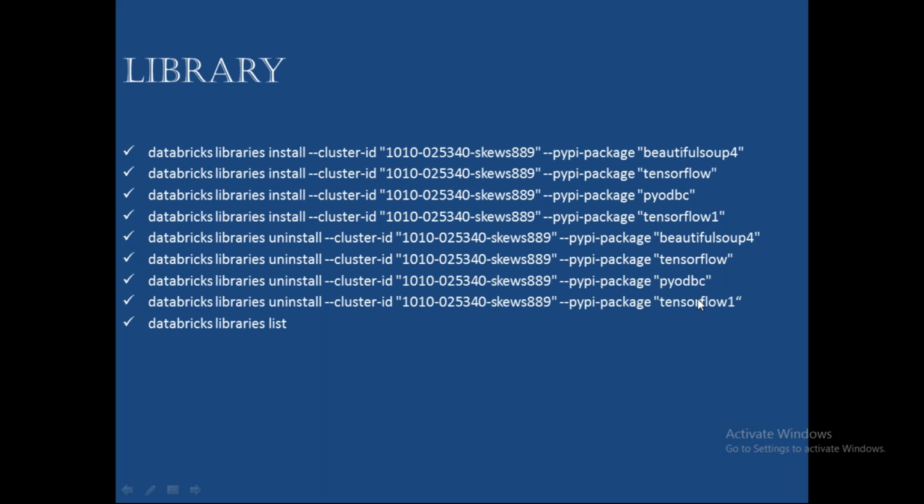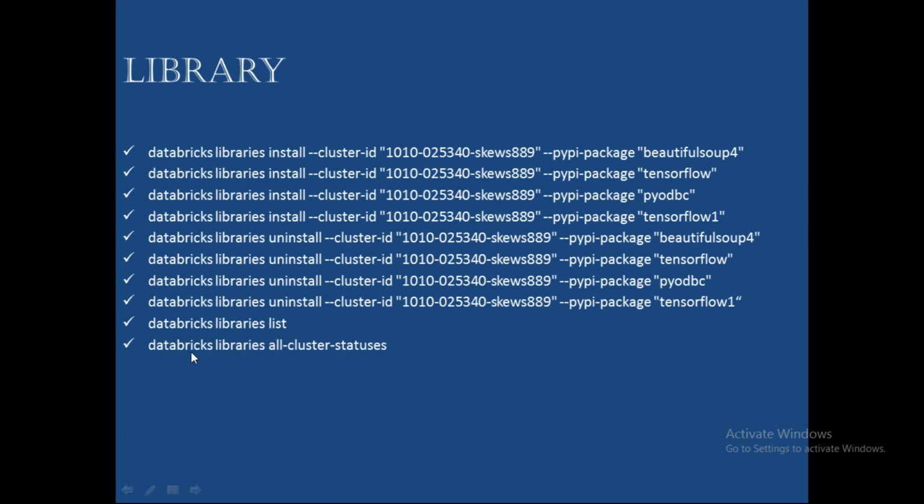Next, Databricks libraries list means you will get all the libraries which are installed on clusters. Now, if you want to check what all libraries are available on a particular cluster, here you need to put --cluster-id equal to the cluster ID. If you put that, what all libraries are installed on that particular cluster, those details it will show.